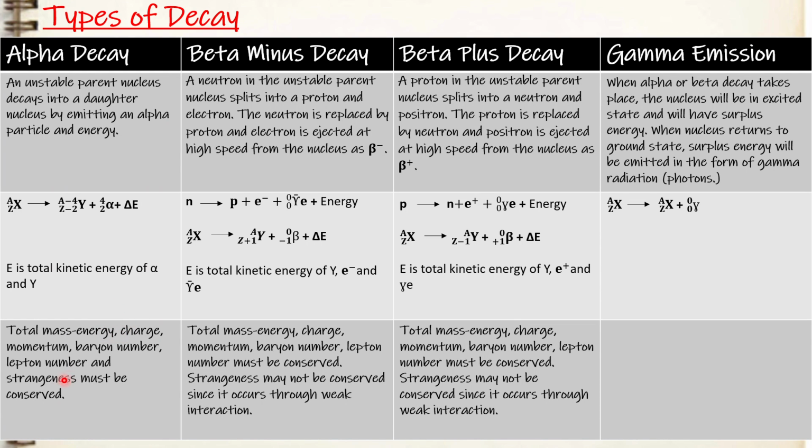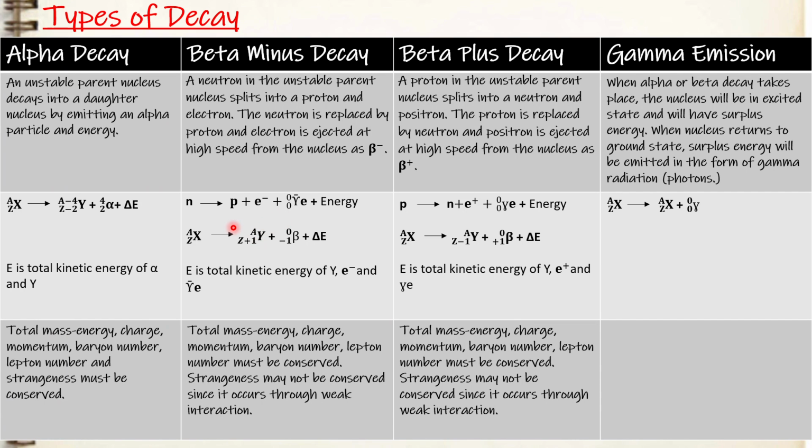Then we have conservation properties. In alpha decay, all properties are conserved. That is total mass, energy, charge, momentum, baryon number, lepton number, and strangeness. However, in beta minus and beta plus decay, strangeness may not be conserved, because it occurs through the weak interaction. However, the others, total mass, energy, charge, momentum, baryon number, and lepton number, must be conserved.